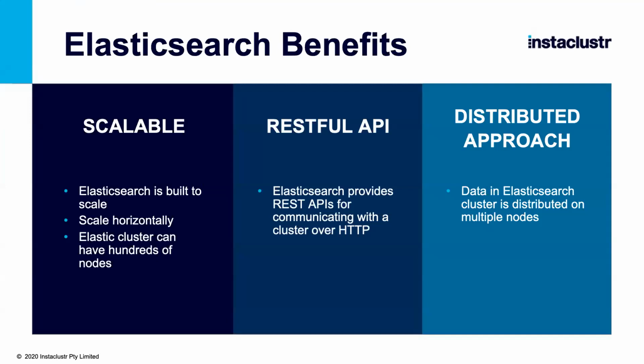What are the benefits of Elasticsearch? Well, it's scalable. It can scale horizontally. It's the same as Cassandra. You can have a 5-node cluster of Elasticsearch with primary and secondary nodes. It's a RESTful API, and it's distributed.